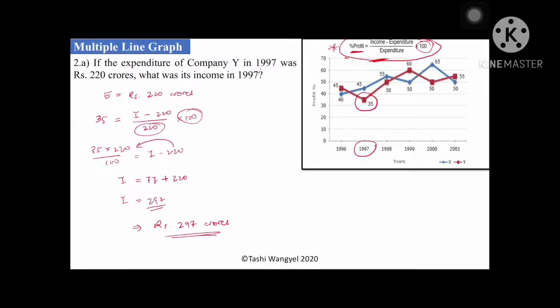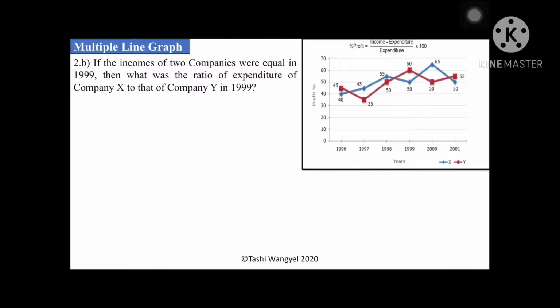Substitute into the formula. So part B: if the incomes of two companies were equal in 1999, what was the ratio of expenditure of company X to that of company Y in 1999? The incomes are equal, so for an equal income we do the calculation on a uniform base. The question asks: what is the ratio of expenditure of company X to expenditure of company Y?